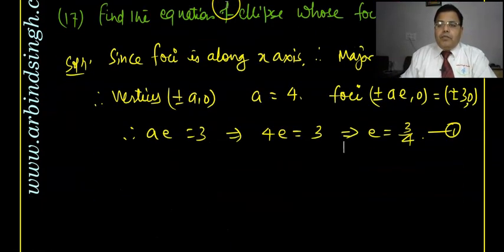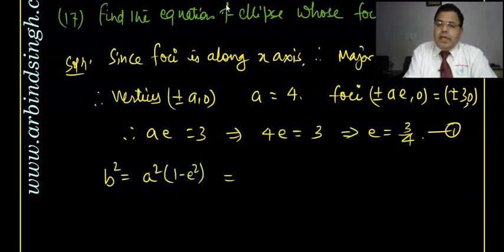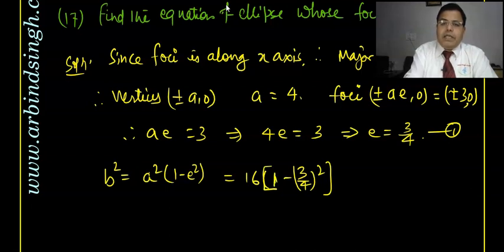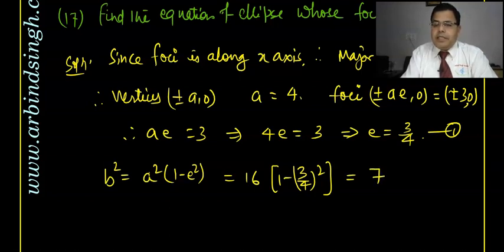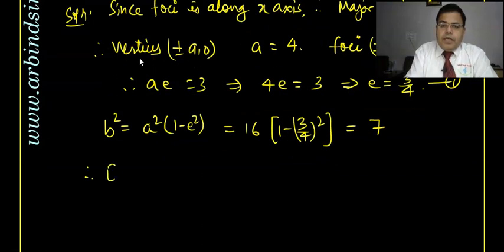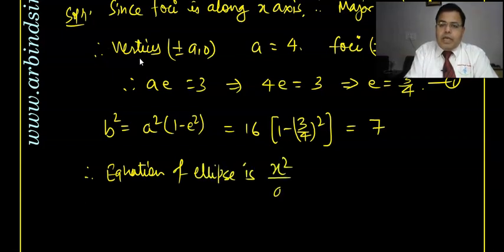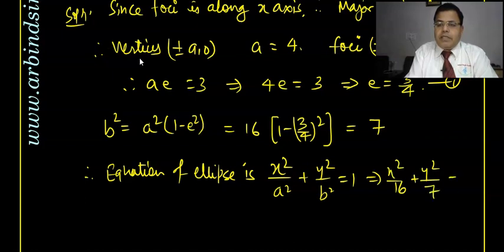Right? Okay. Now how can you calculate b? Because a is already calculated. Now b square is equal to a square into 1 minus e square. So that will be a square is 16 into 1 minus 3 by 4 whole square. So 1 minus 9 by 16, that is 7 by 16. So b square must be 7, 16 and 16 cancel. And now the equation of the ellipse is x square by a square plus y square by b square is equal to 1, that is x square by 16 plus y square by 7 is equal to 1.